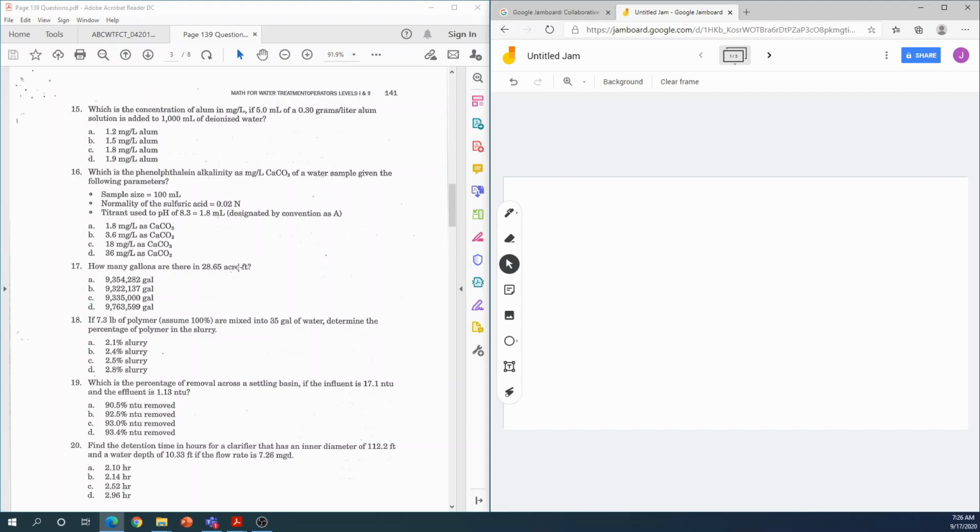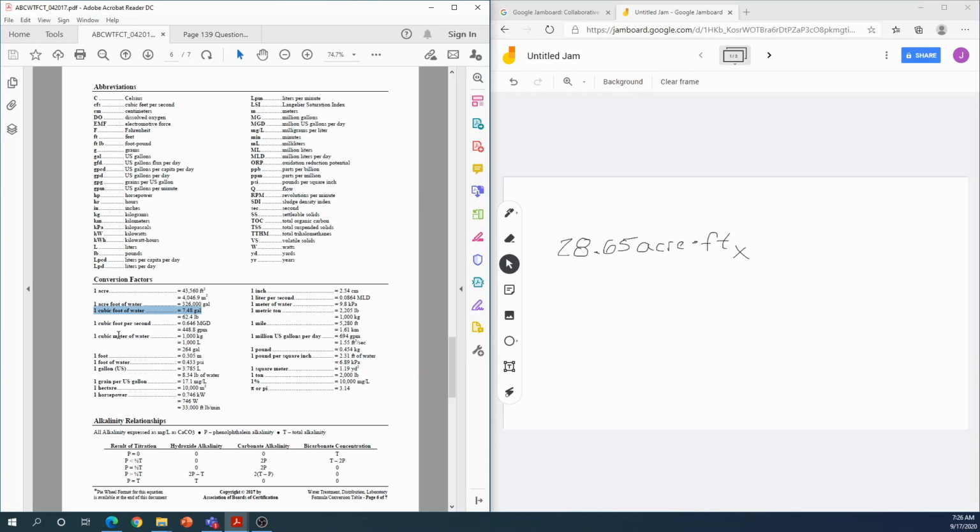So we know we have 28.65 acre feet of water. So let's convert our acres into square feet to get our units the same. So let's look at our cheat sheet. And we know 1 acre foot of water is equal to 326,000 gallons.